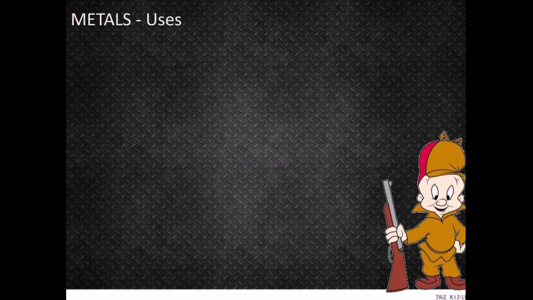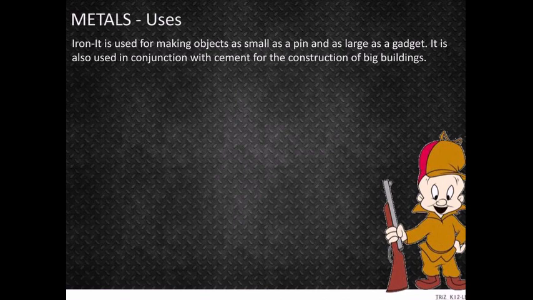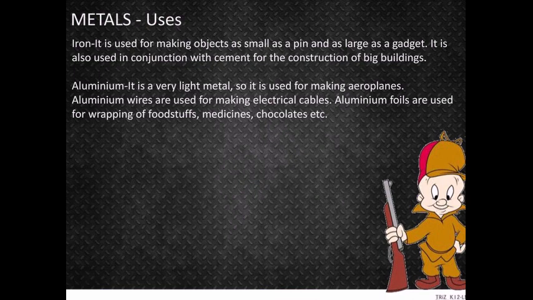Metals uses. Iron. It is used for making objects as small as a pin and as large as a gadget. It is also used in conjunction with cement for the construction of big buildings. Aluminium. It is a very light metal, so it is used for making aeroplanes. Aluminium wires are used for making electrical cables. Aluminium foils are used for wrapping of foodstuffs, medicines, chocolates, etc.